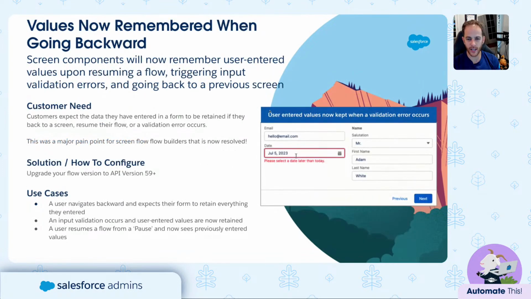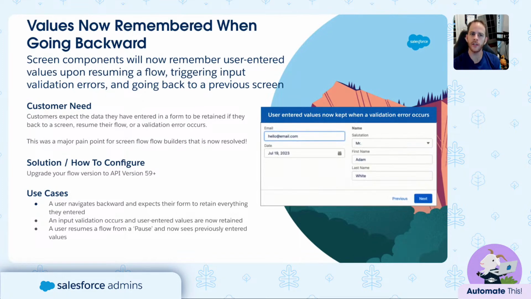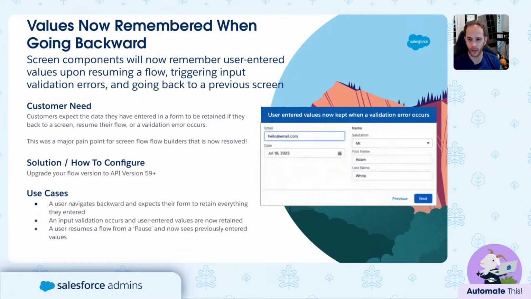And lastly, but certainly not least, is I think one of the bigger paper cuts that people encounter when they build screen flows. And that is when you go back a screen, when your screen hits an input error, or when you resume a flow. Oftentimes, unless you have set the default value of that component, your values will be lost.